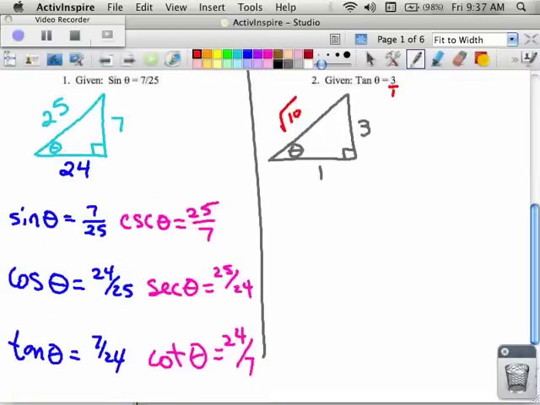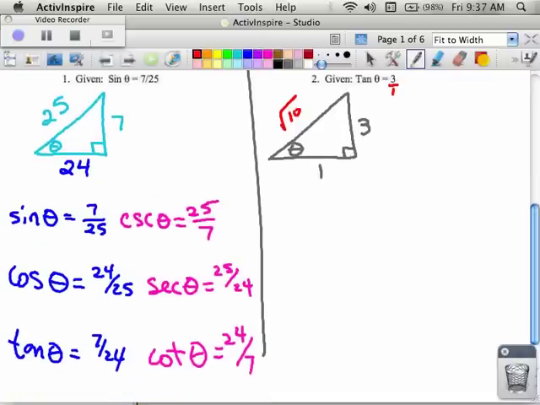Now I'm going to write down some trig ratios. So I start writing down the trig ratios, and I look for the sine of my angle. And the sine is the opposite over the hypotenuse. Should I leave it that way on a test? No. What I should write then would be 3 radical 10 over 10 after I rationalize the denominator.